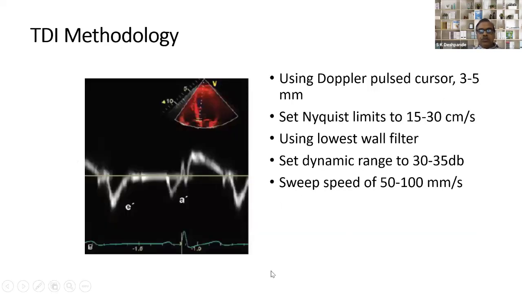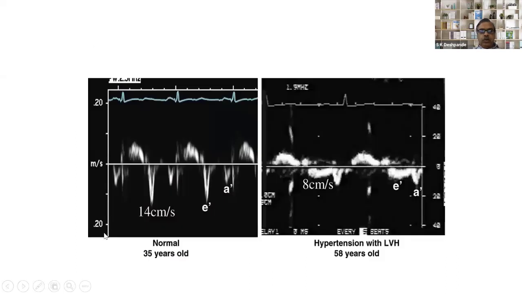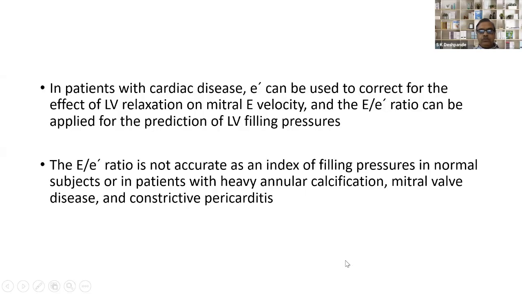These are technical aspects of tissue Doppler, how the Doppler is placed and how the velocity is measured. Because the readings are very important, if we don't set all these things, we don't get proper readings. This is a normal E wave, and this is a small E wave due to reduced or slow relaxation. You can see the speed is 14 centimeters per second here and 8 centimeters per second here. This is chronic hypertension with LVH in a 58-year-old man.